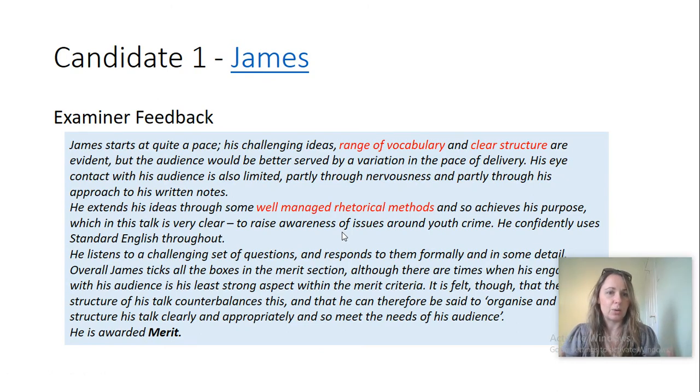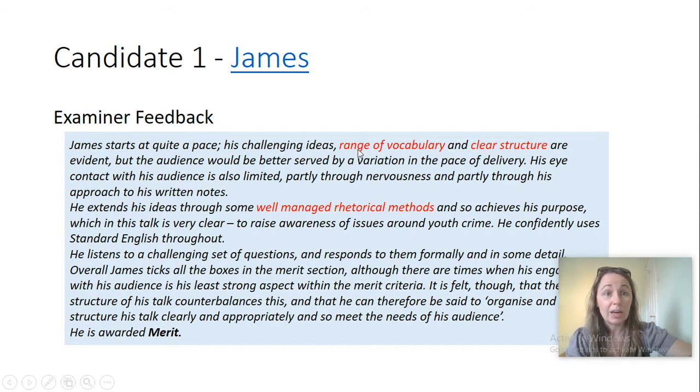Now, it's really quite lengthy, but just for you to know, James gets a merit. So remember, there's three grades that you can get. You can obviously get a pass, you get a merit, which is the next one up, and you can get a distinction, which is the highest grade you can get. So James got the middle grade, he got a merit. And some of the bits in red here explain what he did well.